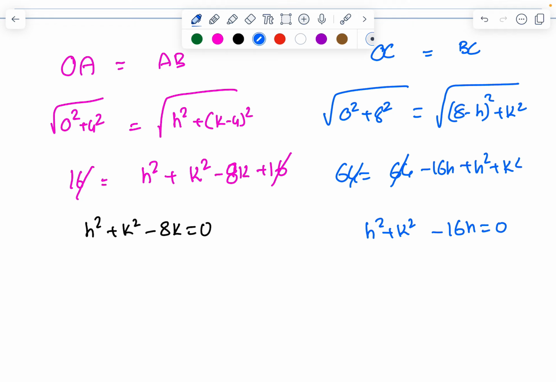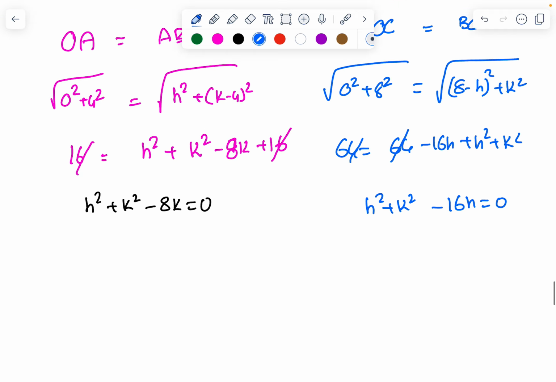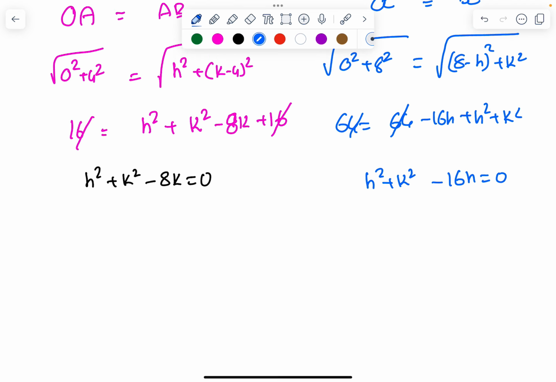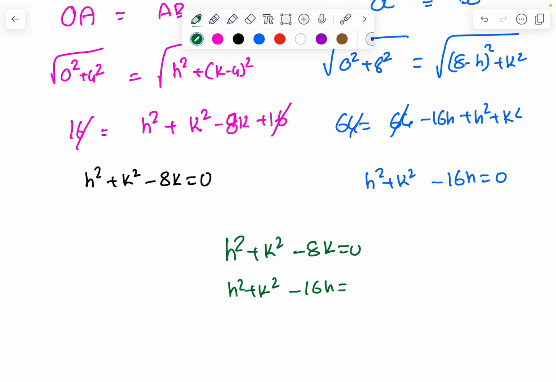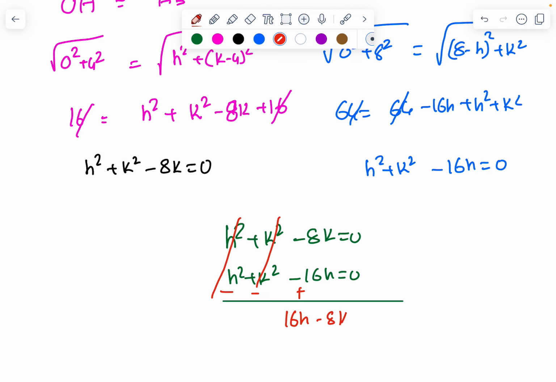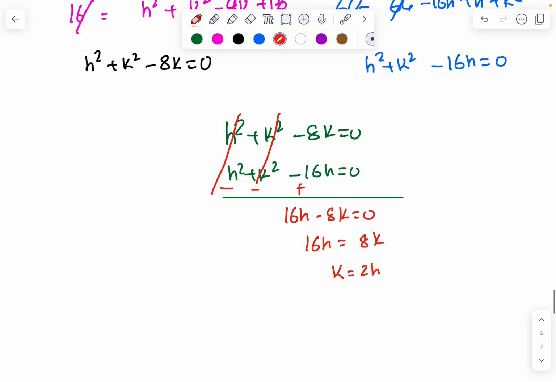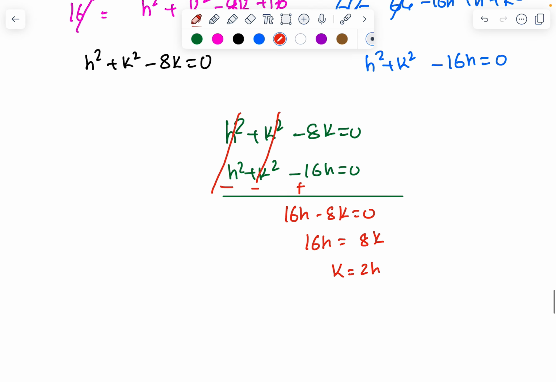So I got these two conditions. Now if I solve them: H square plus K square minus 8K equals 0, and H square plus K square minus 16H equals 0. If I subtract both, H square and K square cancel. 16H minus 8K equals 0, so 16H equals 8K and K equals 2H. The relationship between K and H is K equals 2H. That is one condition.